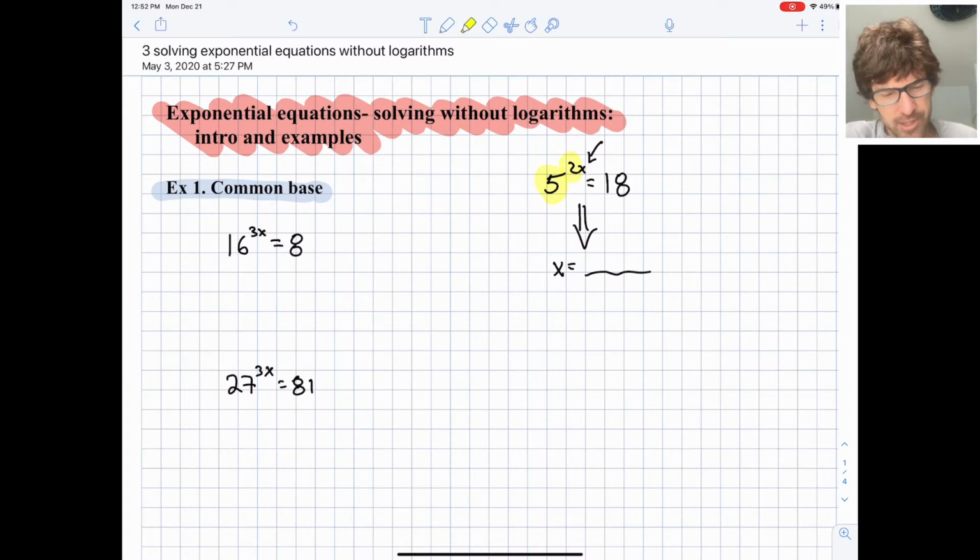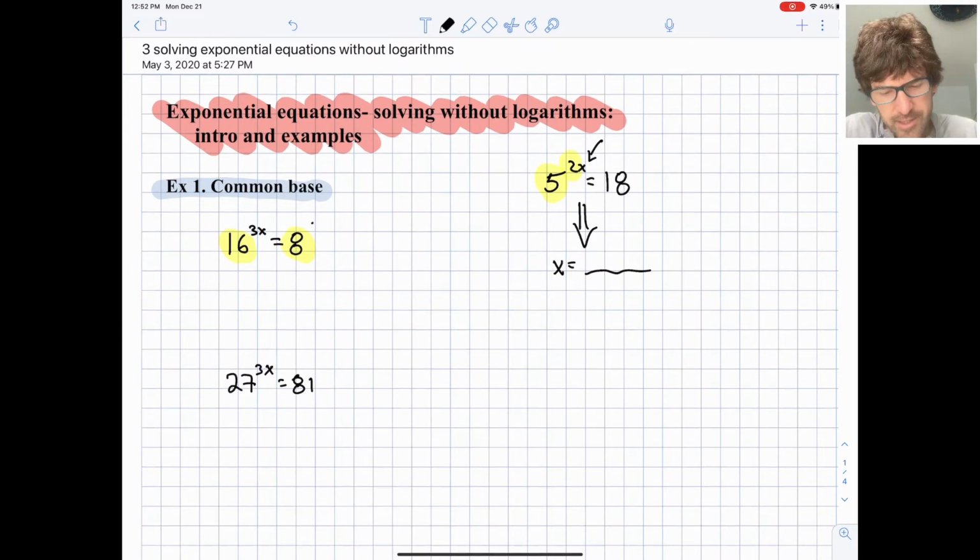And I want to remind you, as we look over at our first example, 16 to the 3x equals 8, I want to remind you what the bases are. Okay, we have a base of 16 on the left, and on the right we have a base of 8. You might be curious, why is that called the base? Well, you could think of it as 8 to the 1, right? So you could think of it as an exponential expression, 8 to the 1.